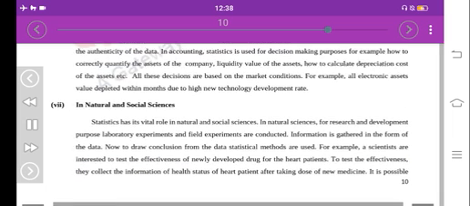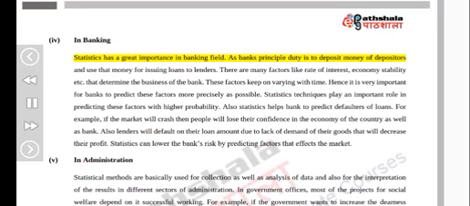In banking. Statistics has a great importance in the banking field, as a bank's principal duty is to deposit money of depositors and use that money for issuing loans to lenders. There are many factors like rate of interest, economy stability, etc. that determine the business of the bank. These factors keep on varying with time. Hence, it is very important for banks to predict these factors as precisely as possible. Statistics techniques play an important role in predicting these factors with higher probability.